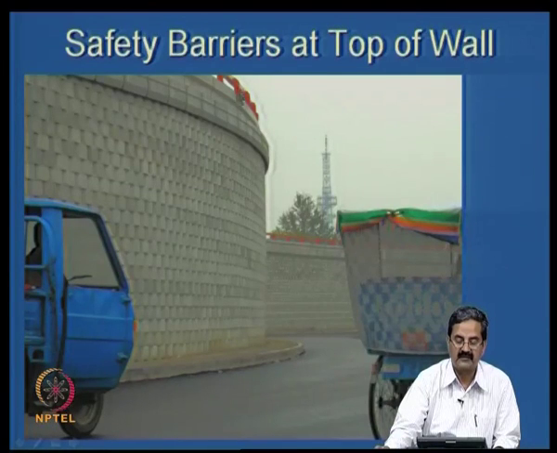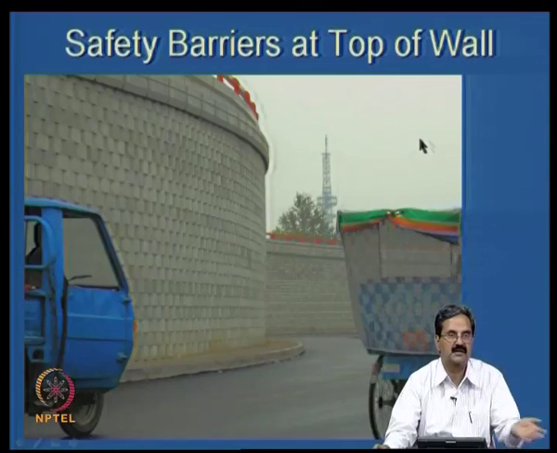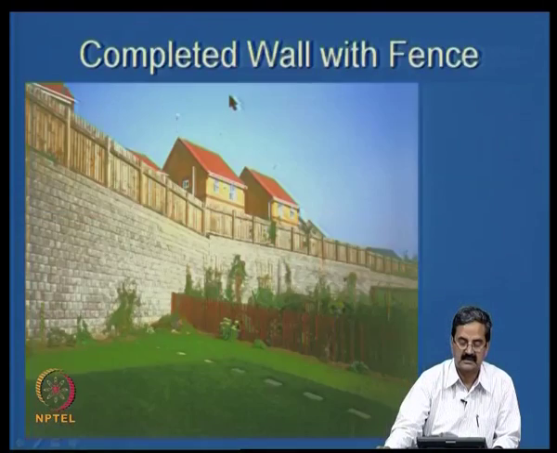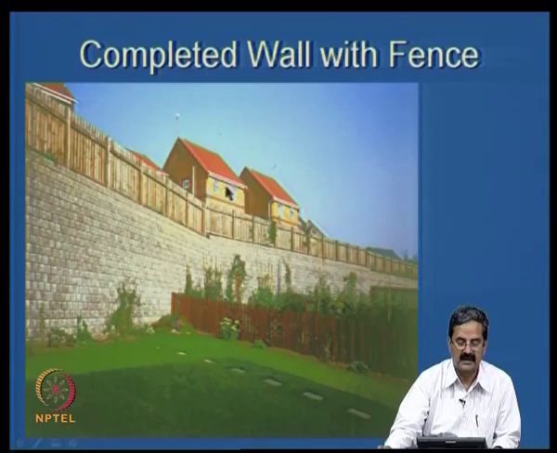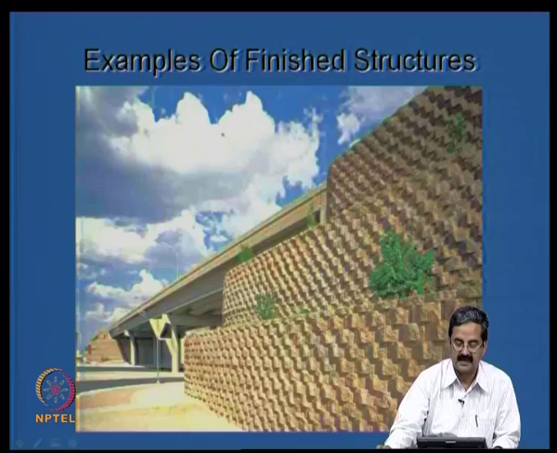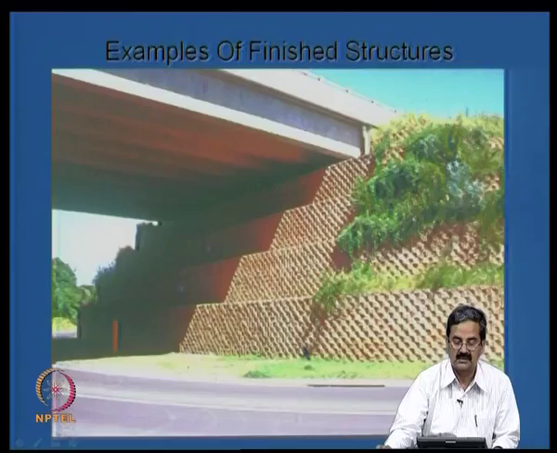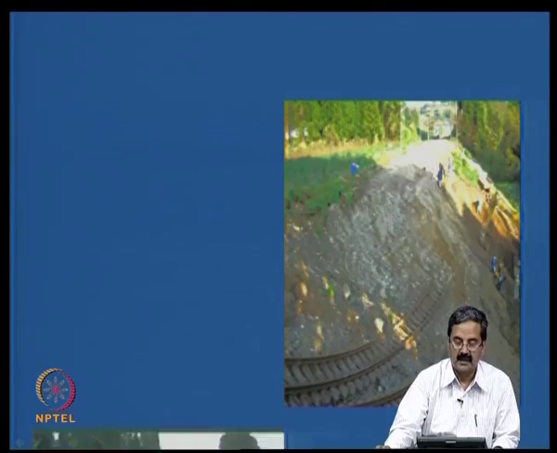Sometimes safety barriers should be provided on the walls at the top of the wall, because once you construct the wall, it should not lead to any problems. One can have a nice fencing and many things are possible, like these examples of finished structures. This is another one. This is a nice treatment that one can give.